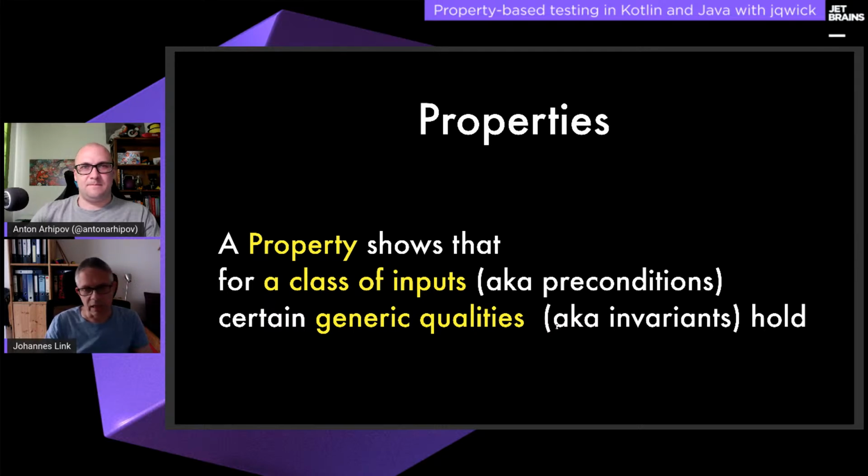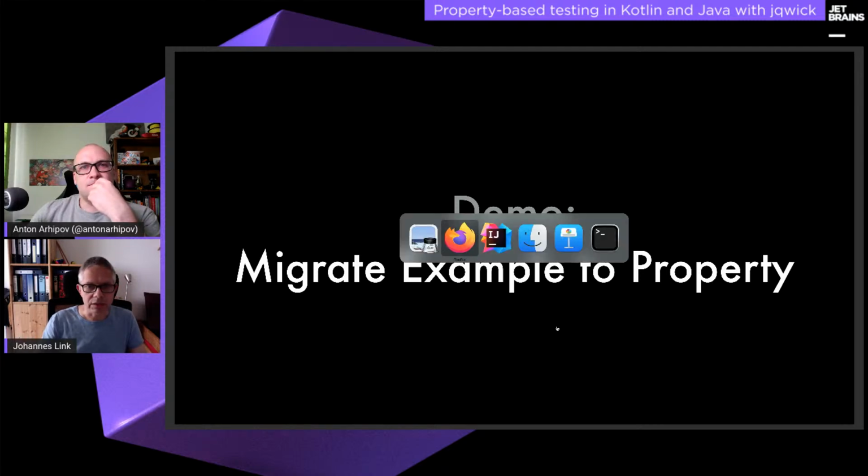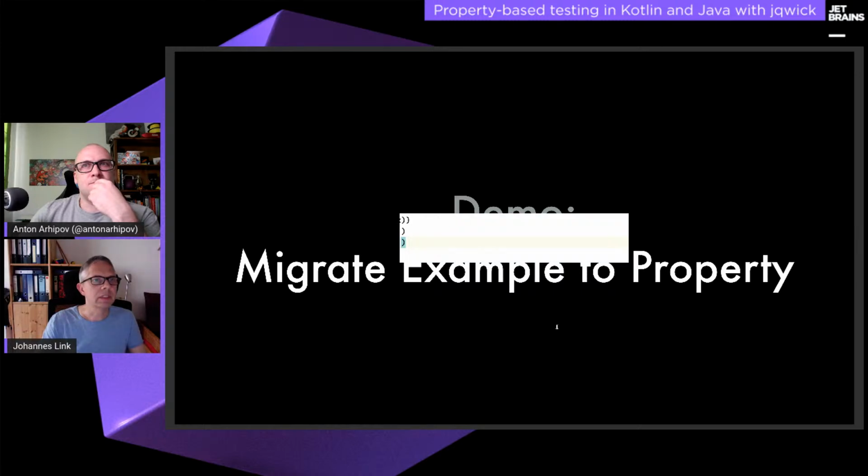qualities. And what I want to try here, in a demo, is to migrate this example that I've shown you into a property and see if we can learn something and what the result is going to be. So let's change to IntelliJ.